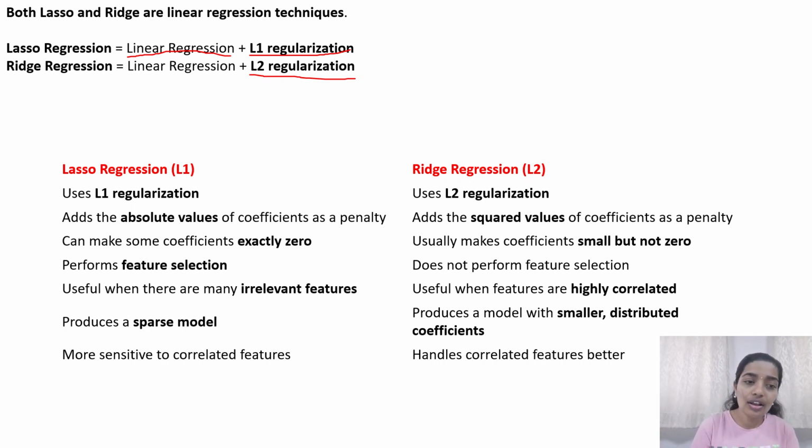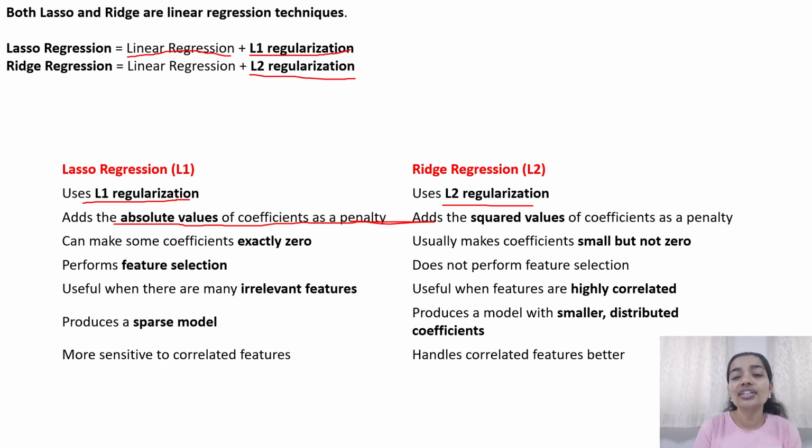Lasso uses L1 regularization, where we perform feature selection. This is the basic and very important difference between both of them. Ridge uses L2 regularization. Lasso basically adds the absolute value of the coefficient as a penalty, so it tries to balance out and somehow make it zero.